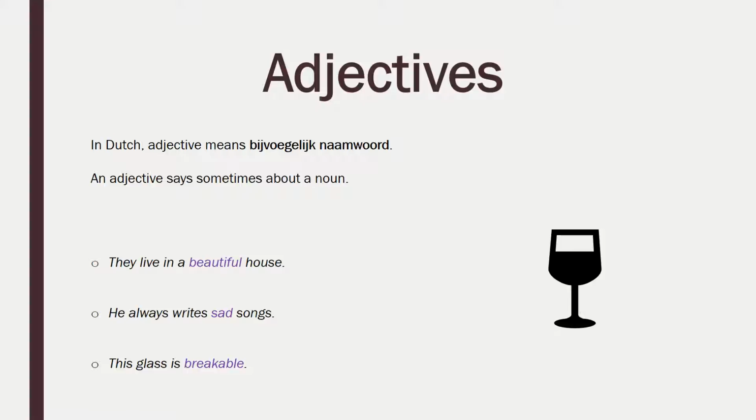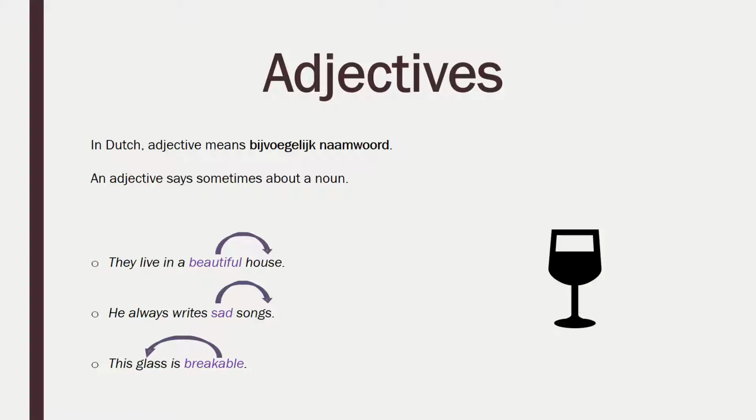So an adjective says something about a noun, it says something about a person or an animal or a thing. Just like these examples, they live in a beautiful house. So we've got beautiful saying something about house. The house is beautiful. He always writes sad songs. We now know that the songs are sad. So sad, the adjective, says something about the songs.